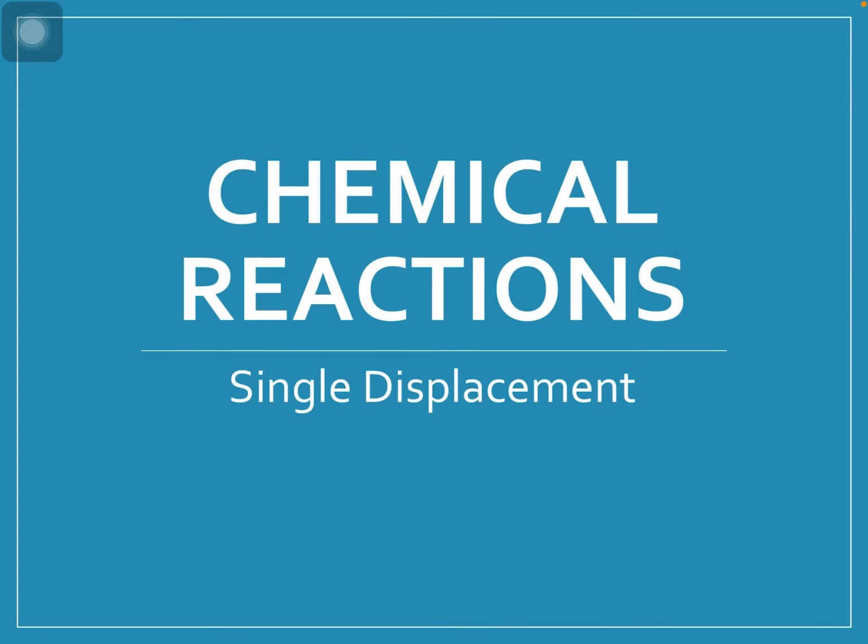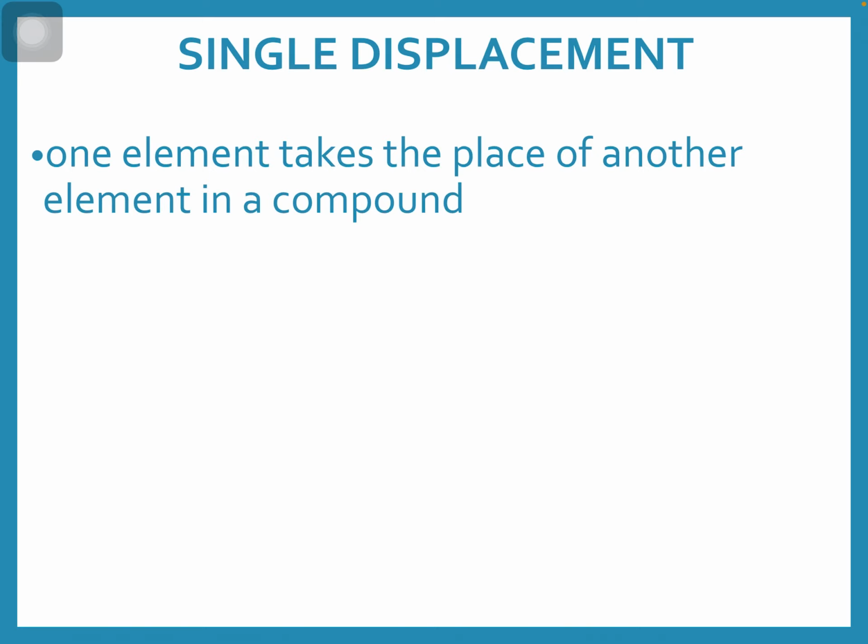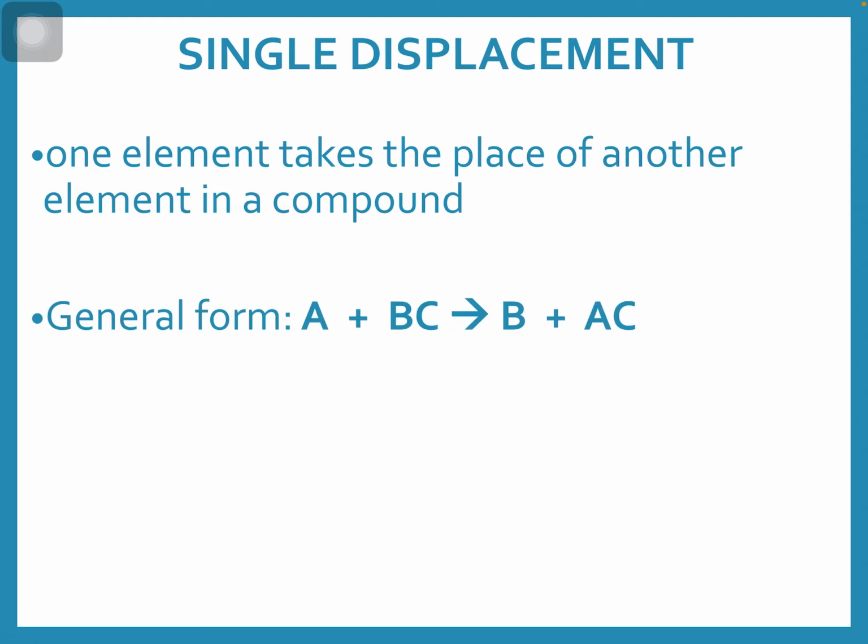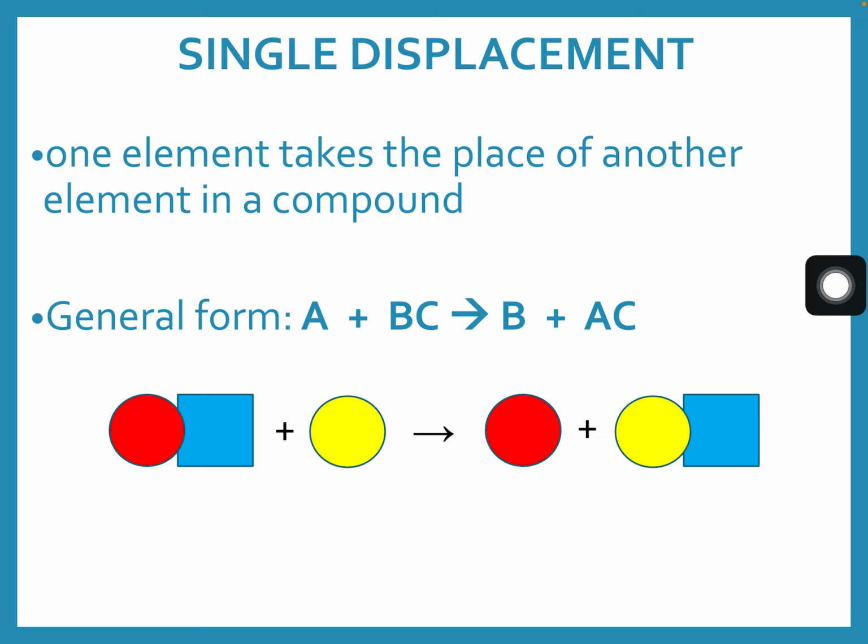In this lesson, we're going to take a look at single displacement reactions. A single displacement reaction is when one element takes the place of another element in a compound. So we start off with an element and a compound. An element on its own, and a compound with at least two different types of elements. And then this element takes the place of this element. So that's now on its own, and this element is now in the compound with the other element or elements there. So just a visual to show you: the red here gets kicked out by the yellow, which now pairs with the blue.